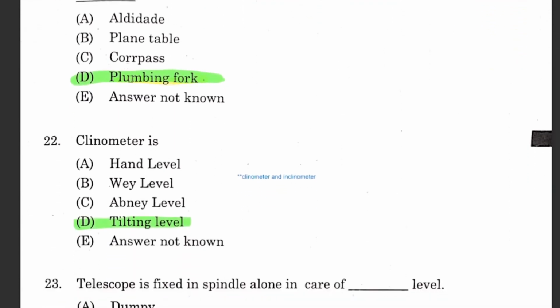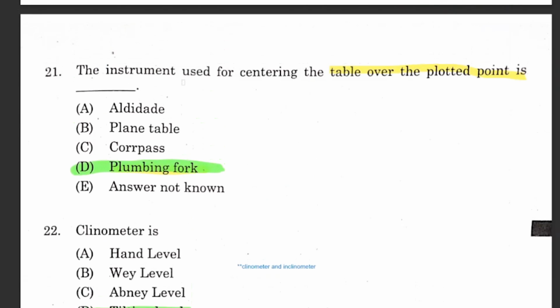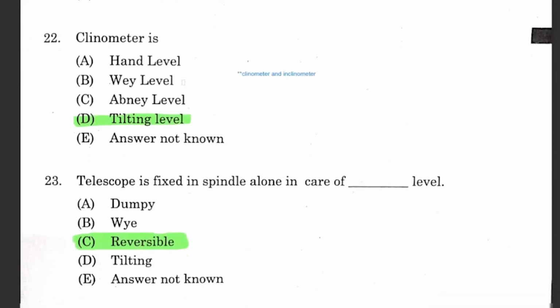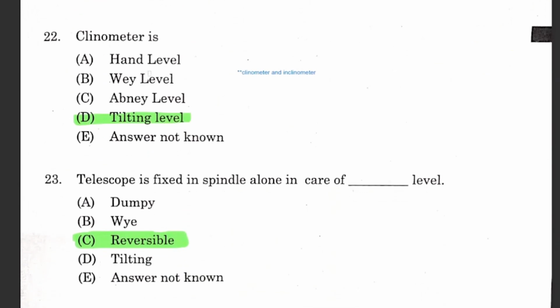Next one is the instrument used for centering the table over the plotted point is. So plumbing fork is used for centering the table over the plotted point. Clinometer is also known as clinometer or inclinometer, or this is measuring tilting level.